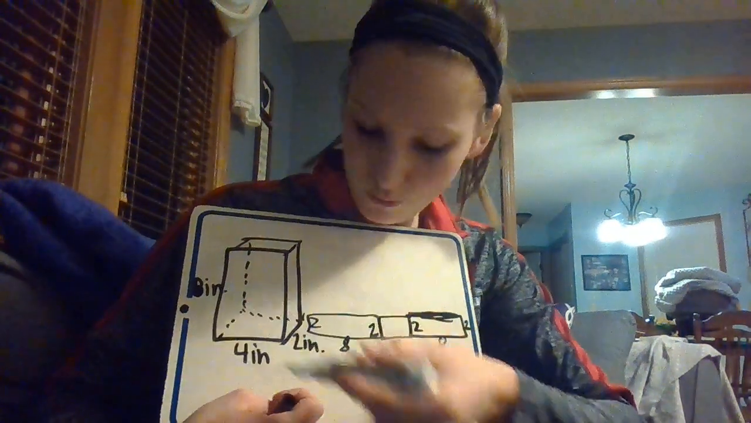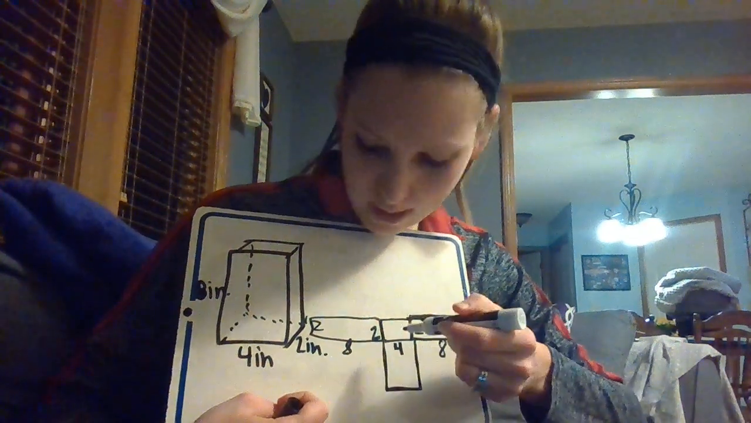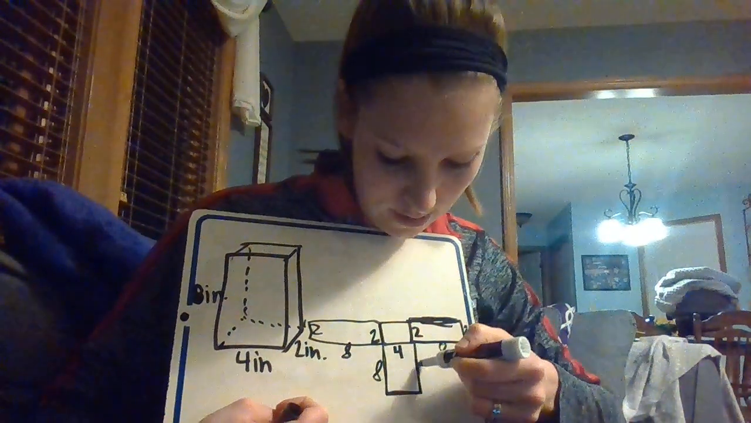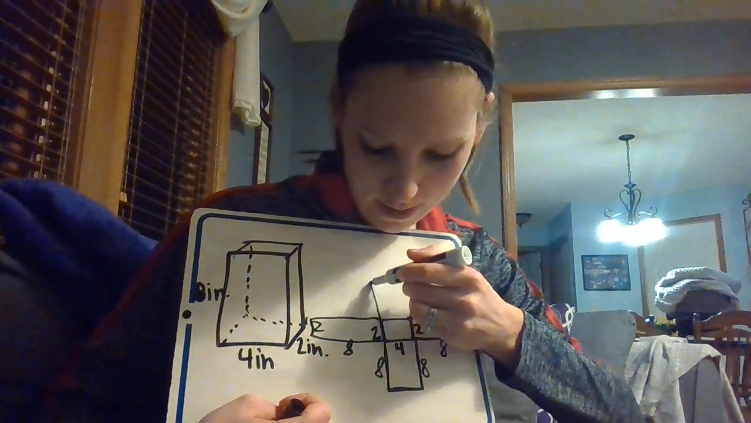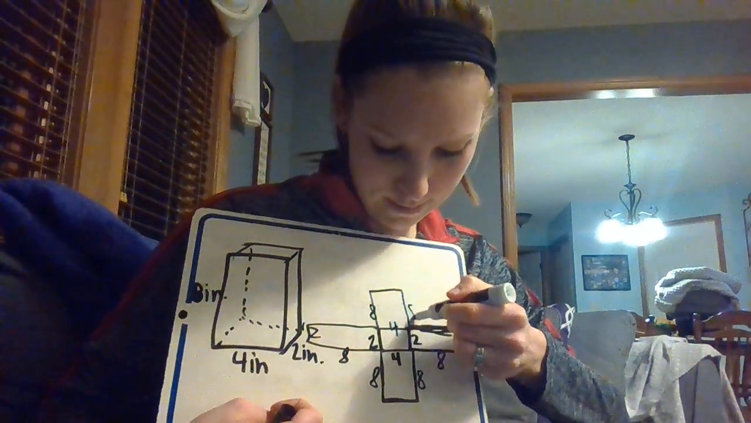And then we can pull the front down. Here's that front of the box. That front of the box is 4 by 8. And so here is 8. And then the back of the box is going to be the exact same way. It's going to be 4 by 8.